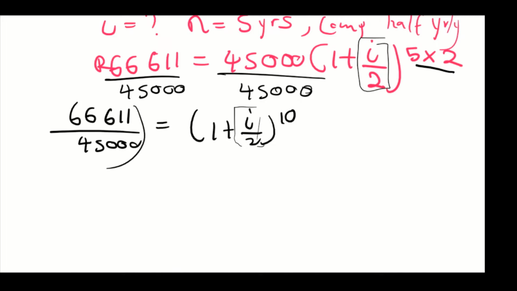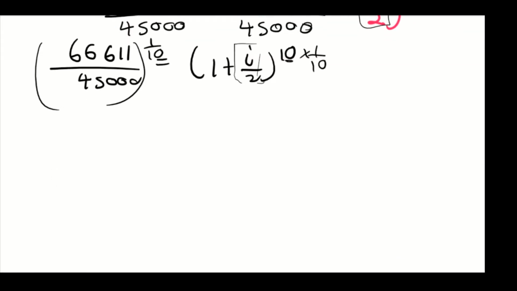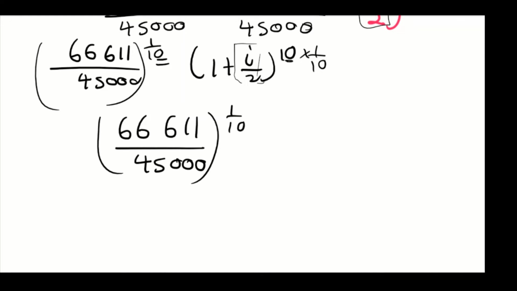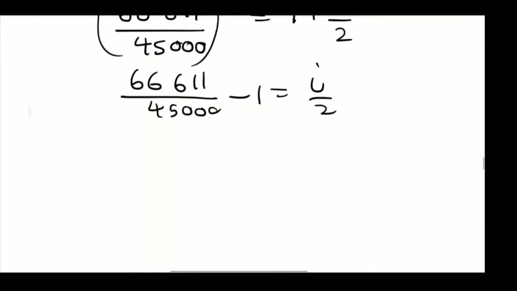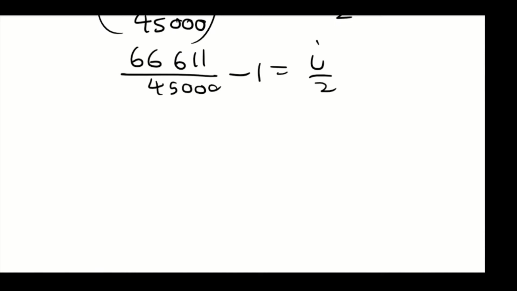So we can raise both sides to the power of 1 over 10 to remove this 10 here, and we will have 66,611 over 45,000 to the power of 1 over 10 is equal to 1 plus i over 2 now, right? So you're going to transpose this 1 to the other side, so you're going to have 66,611 over 45,000 minus 1 is equal to i over 2, right? We still need i, right? So we're just going to remove this 2 at the bottom by cross multiplying like this.